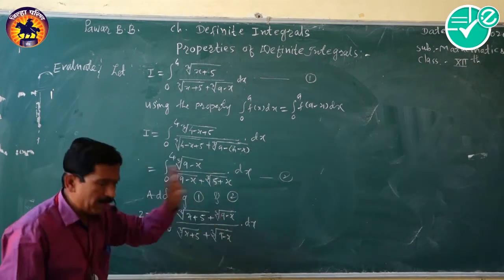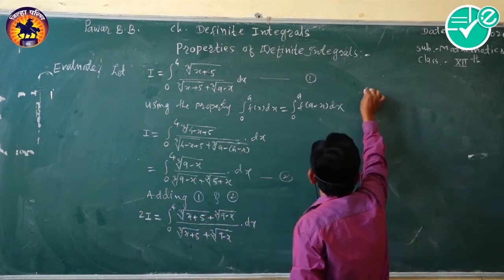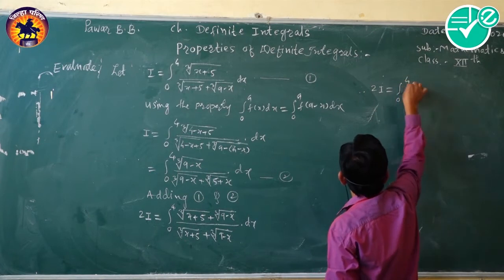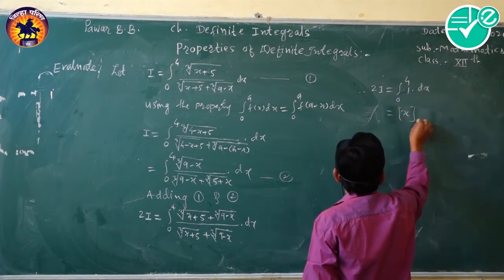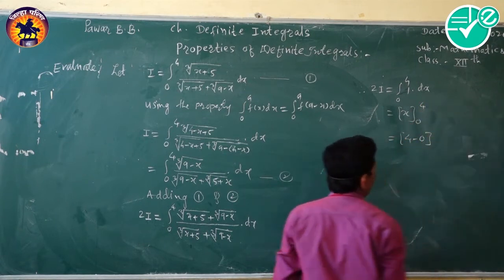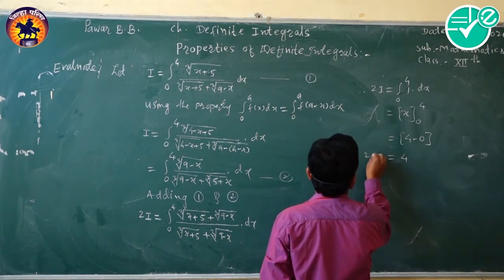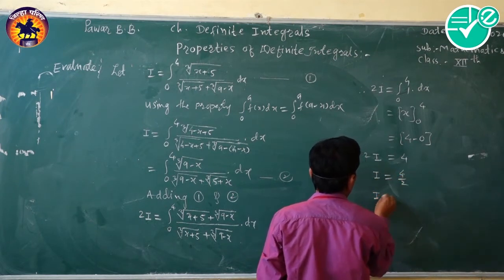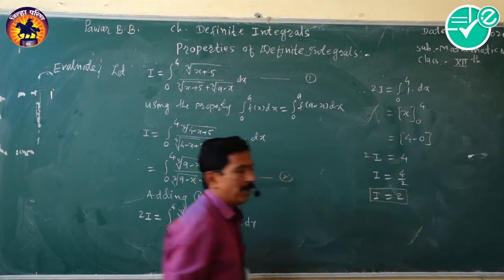Now the numerator and denominator are the same, therefore this is nothing but cancelling. This will become twice I is equal to integration from 0 to 4 of 1 into dx, and this is nothing but x from 0 to 4, therefore it is nothing but 4 minus 0 is equal to 4. Twice I is equal to 4, therefore I is equal to 4 by 2, or we can write I is equal to 2. This is the final answer.